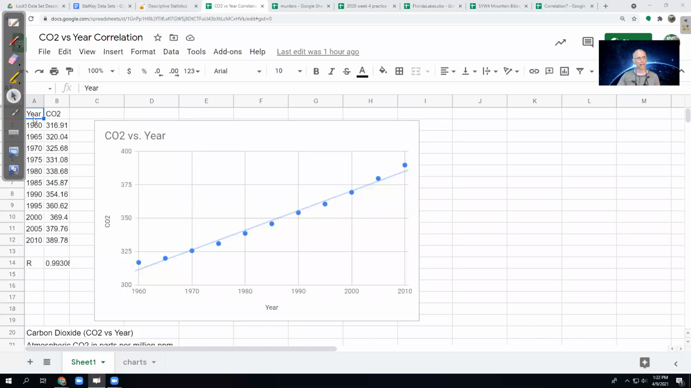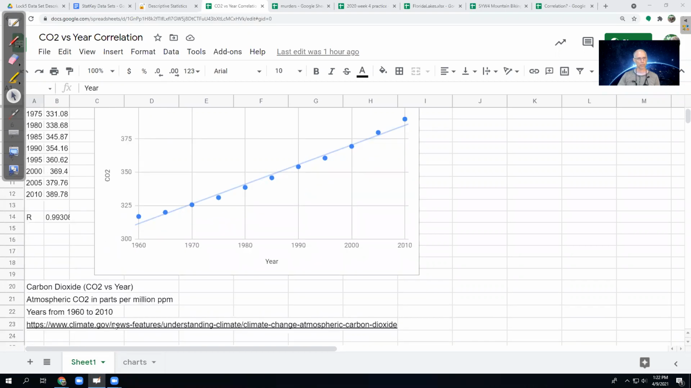So here I have the year and an estimate of the CO2 in the atmosphere. This data is in our textbook. It's in StatKey. I put it into a spreadsheet. And the CO2 in this case means atmospheric CO2 in parts per million, ppm. And we have the years 1960 to 2010, and here's the original source if you wanted to look it up.